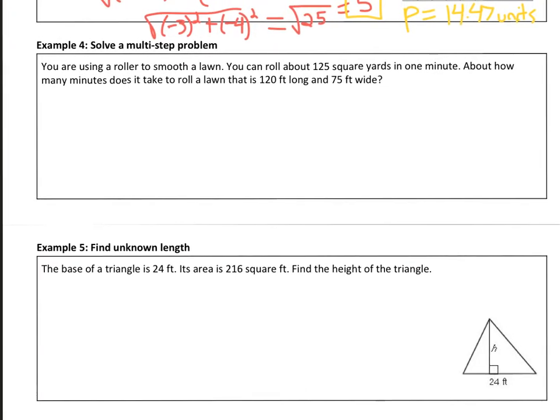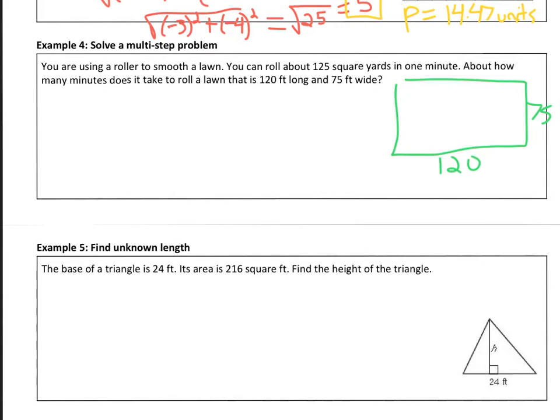Next example I'm going to give you, you're using a roller to smooth the lawn. You can roll about 125 square yards in 1 minute. About how many minutes does it take to roll a lawn that is 120 by 75? So a lot of these, it's nice, at least for me, to draw some sort of diagram. And if it doesn't help you, it doesn't help you. There's other strategies you can have, but I like drawing some sort of diagram to give me an idea.